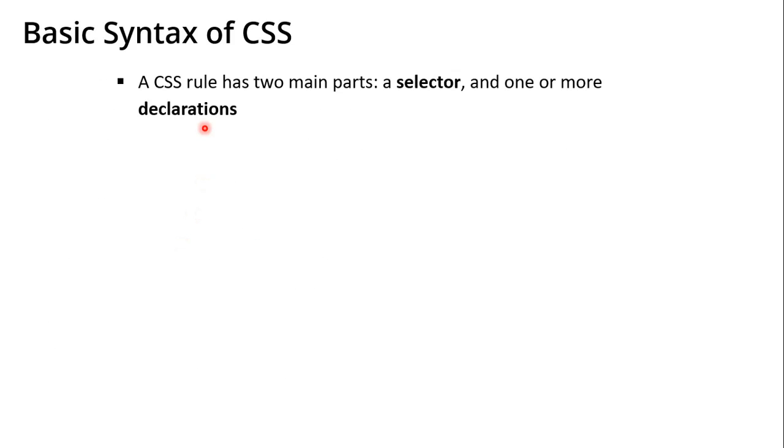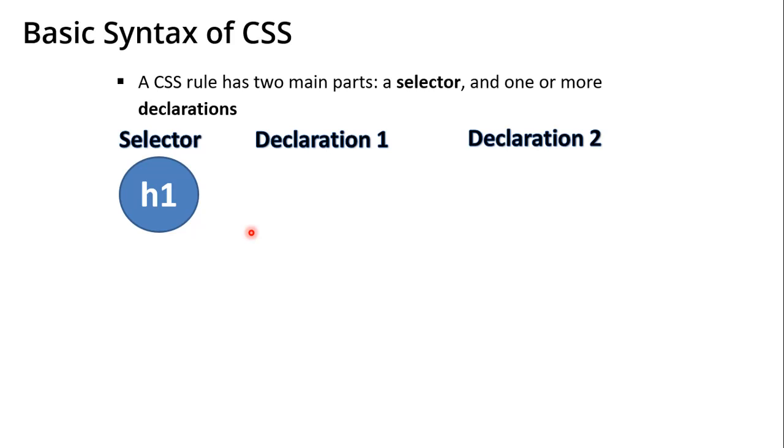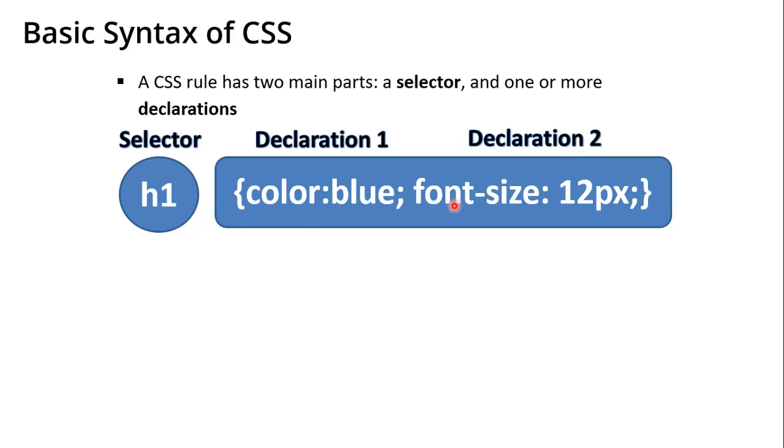Basic syntax of CSS. A CSS rule has two main parts: first is the selector and second is the declaration. We are using h1 as the selector, and we have declaration 1 and declaration 2, in which we define the style. Here we want the color, so we write color colon blue, semicolon.